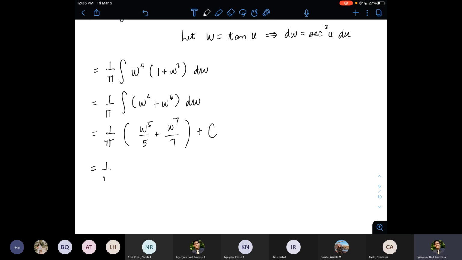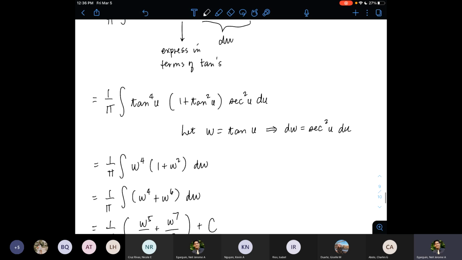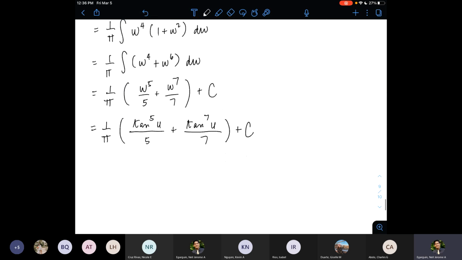And then I'll go back to the original variable step by step. Remember, w is tangent u. But u is what? u is pi x. So basically I'll have this, but all u's will be replaced by pi x. Okay, so that's your final answer.